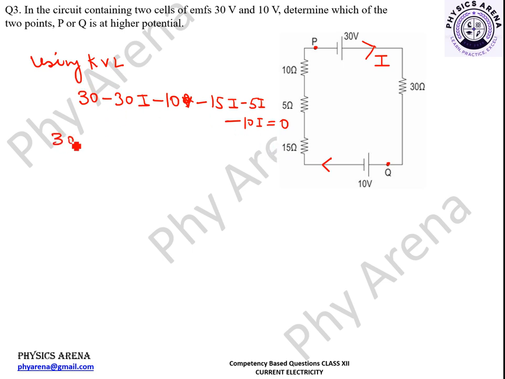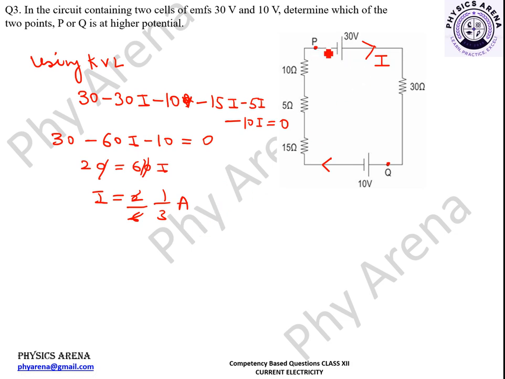Solving it out, 30 minus 30I, minus 15I, minus 5I, minus 10I, that is equal to minus 60I, minus 10 is equal to 0, and this gives us 20 is equal to 60I. We can solve this as I is equal to 2 by 6, that is equal to 1 by 3 ampere. So the current that is flowing in the circuit is 1 by 3 ampere.